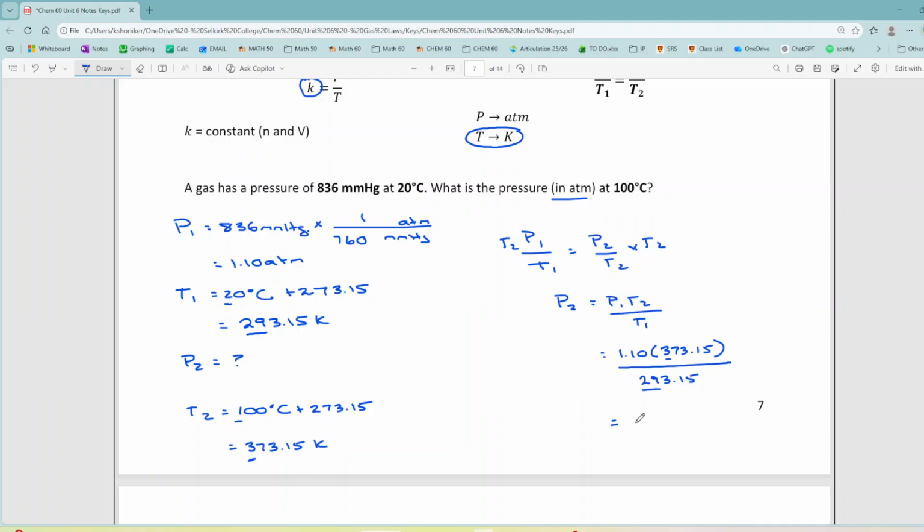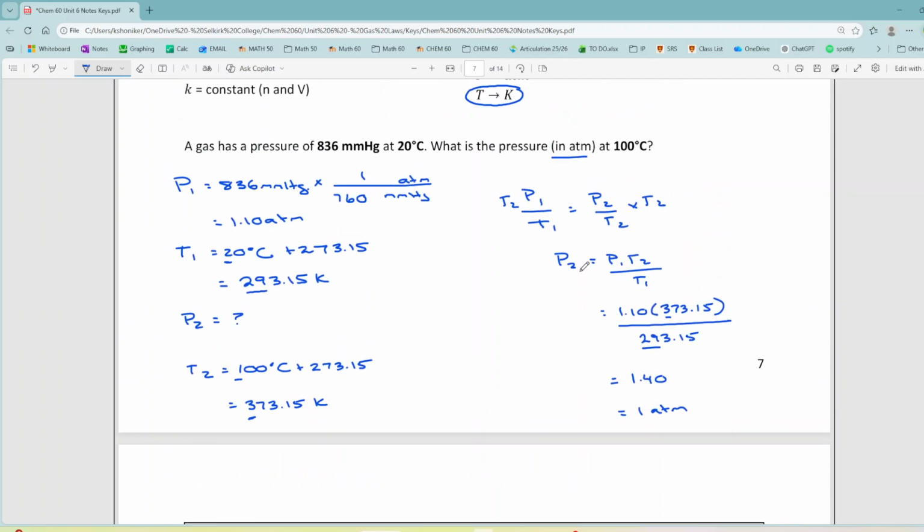So then I'm going to do the calculation. I've got 1.1 times 373.15 divided by 293.15, which is going to give me 1.40, but of course I'm supposed to answer to 1 sig fig, which just feels wrong, but that's okay. I'm going to say 1 atmosphere of pressure, aka it's at sea level. Awesome. Okay, so that is, I believe, the end of Guy Lussac's law.